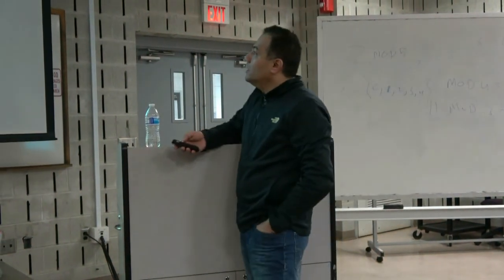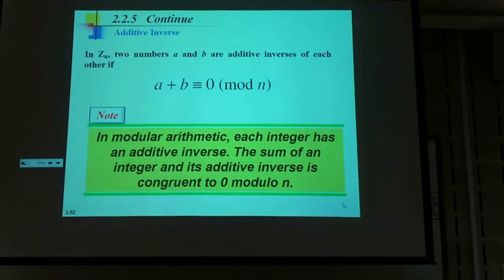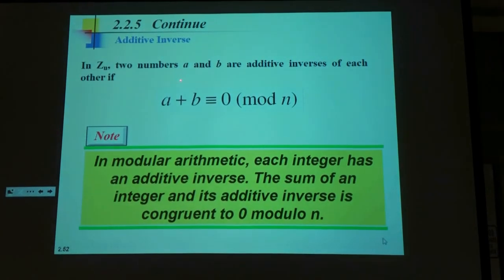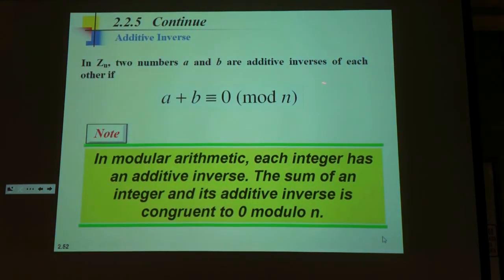Okay. So we have inverses. For example, in Zn, two numbers A and B are additive inverses when, if you add them together, it gives you 0. So what is the additive inverse of 5? Minus 5. So A plus B mod n will give you 0. If you do the mod, it will give you 0.